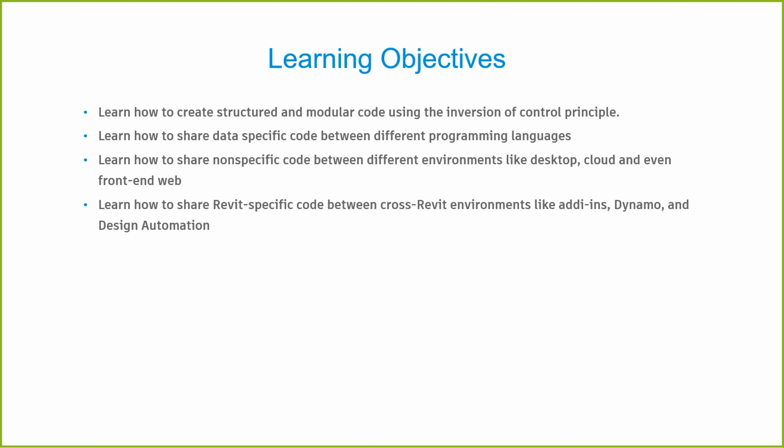And these are our learning objectives. We're going to learn how to create structured and modular code using the inversion of control principle. We also learn how to share data-specific code between different programming languages. We're going to learn how to share non-specific code as well between different environments like desktop, cloud, and even front end. We're going to learn how to share Revit-specific code between cross-Revit environments like add-ins, Dynamo, and design automation. So we have a lot to talk about today, and we are really excited to show it to you.